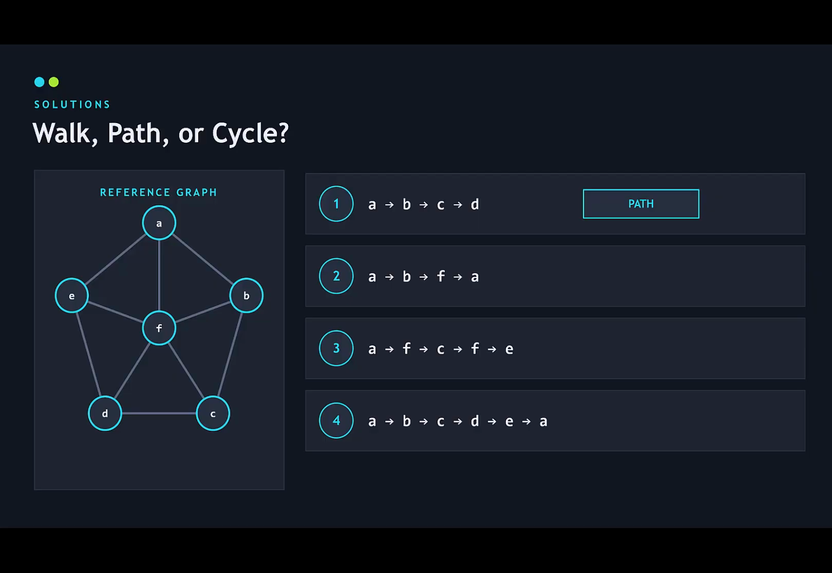Now let's try A, B, F, A. We're going A to B, B to F, and then F back to A. Because we started and ended at the same vertex, we call this a cycle.